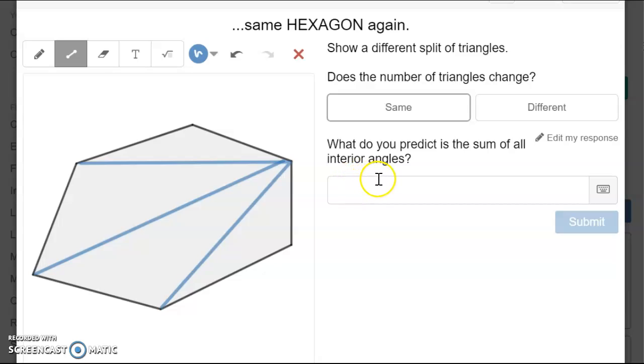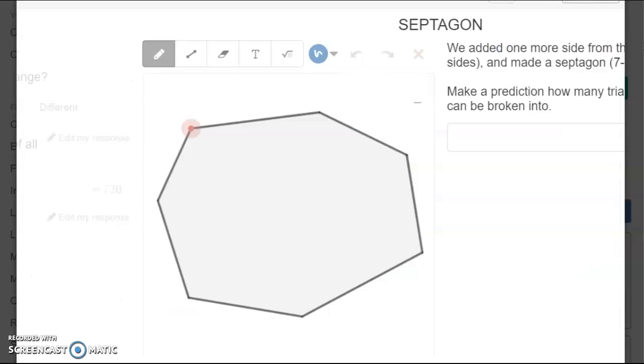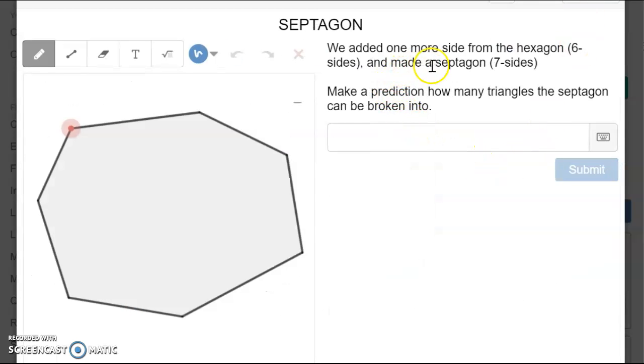What do you predict is the sum of all interior angles? That's going to be 180 times 4, because we have 4 triangles, so that's going to be 720 degrees. We added one more side to the hexagon, that's the 7th side, to make a heptagon. Make a prediction how many triangles the heptagon can be broken into.